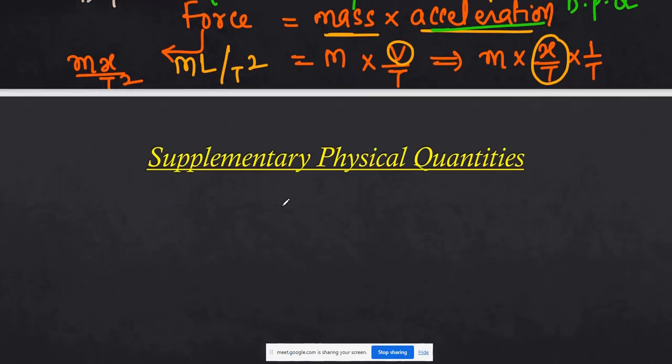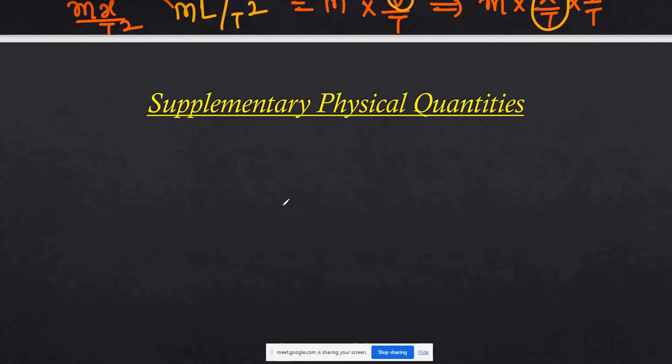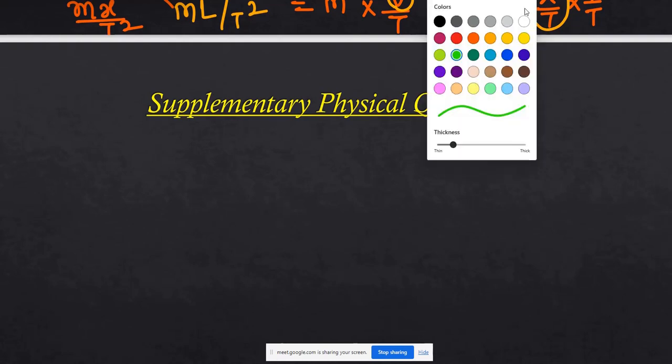Now, the third category of physical quantities is supplementary physical quantities. What are these basically? They deal with the angular part. Like when we talk about momentum, there are two categories: linear momentum and angular momentum. So, angle-related studies will be done in supplementary physical quantities.